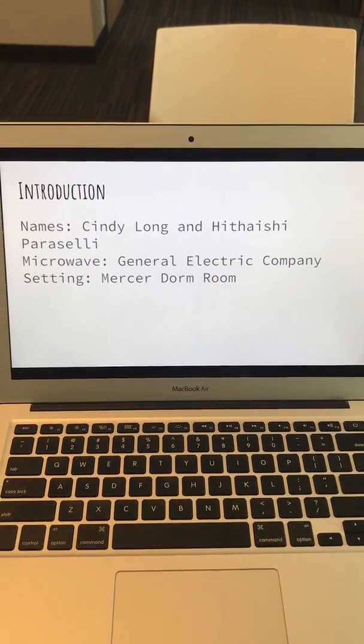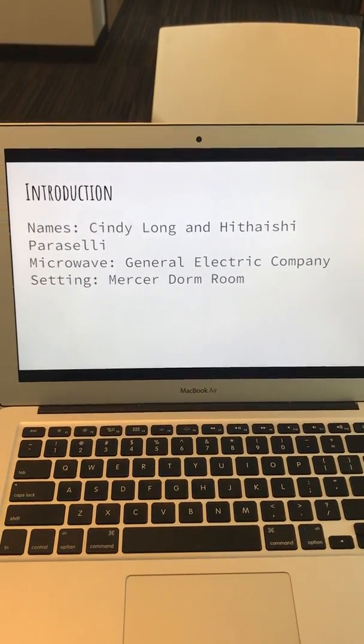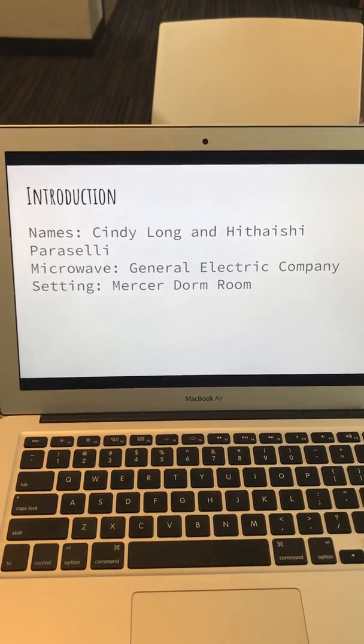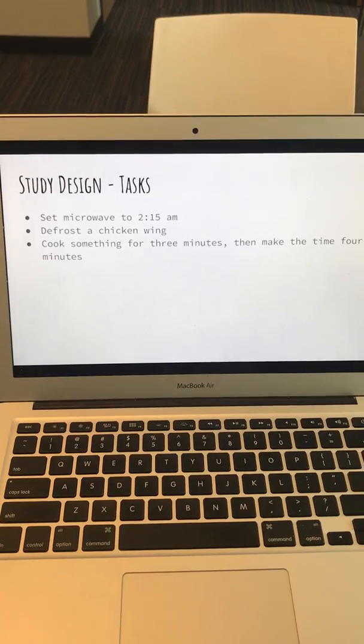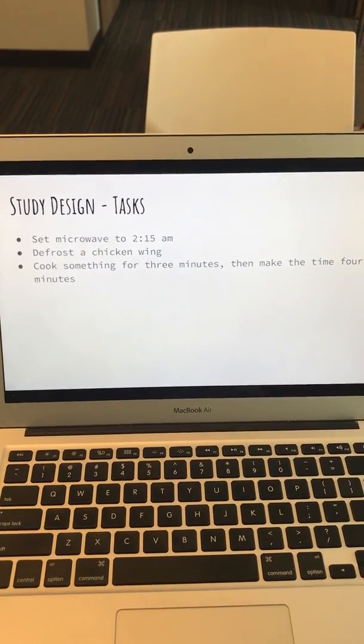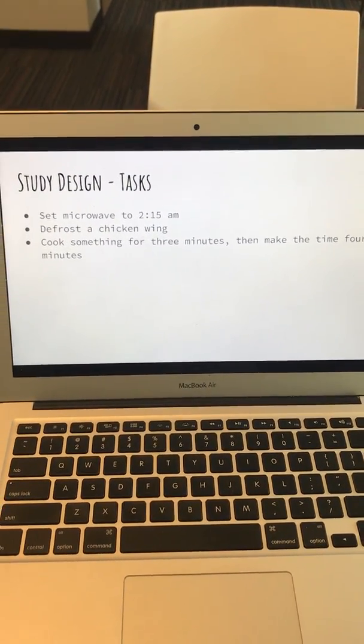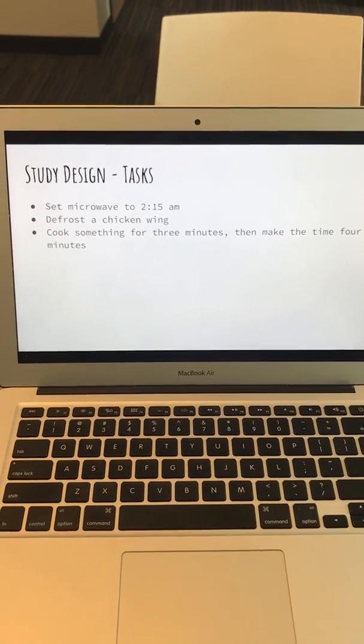To start off, the microwave that we are looking at is a General Electric Company microwave. And we decided to do the setting in Mercer dorm room. The first task that we had our participants do is set the microwave to 2:15 a.m. because everyone has to do this either during daylight savings time or if there's ever a power outage.